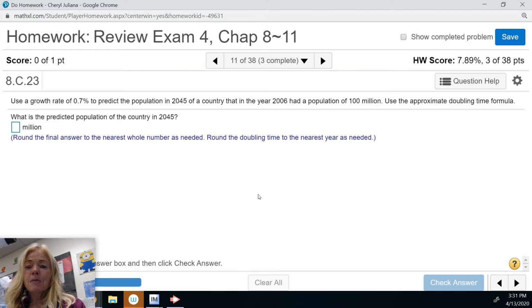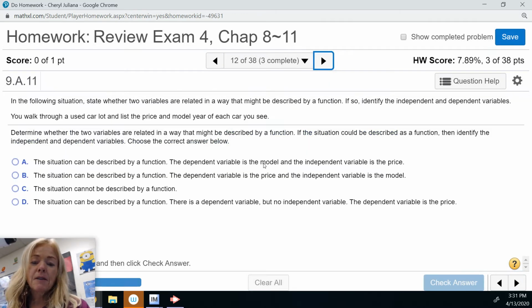All right, next one is number 12. It says, in the following situation, state whether two variables are related in a way that might be described by a function. If so, identify the independent and dependent variables. You walk through a used car lot and list the price and model year of each car you see. So are they related for a function? And it says determine, so you walk through a used car lot and then list the price and model of each car you see. So price and model. Can the situation be described by a function?